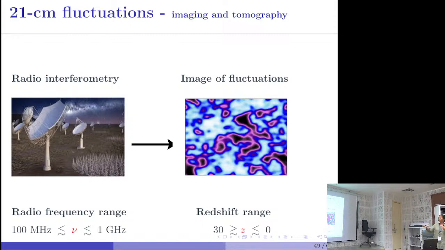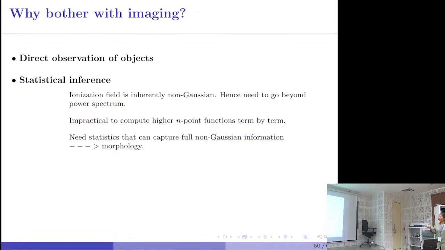So what I am going to describe is futuristic, maybe the next 10 years or so, hopefully we'll be able to do this. But anyway, we have to plan things in advance. Okay. So why are we going to do this? Because the image that we want to use as the data will be a direct observation of the various objects, and we want to do statistical inference.